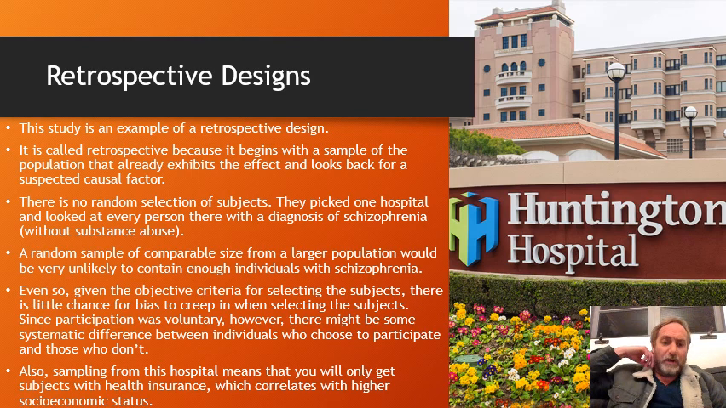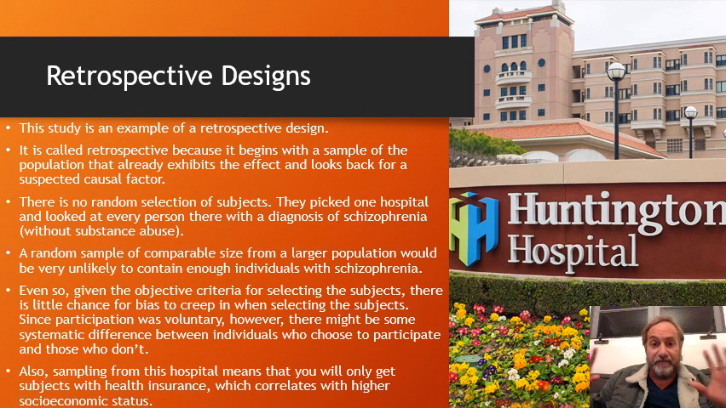So what sort of design was this? What are we looking at here? This is called a retrospective design, right? What's retrospective about it? It starts beginning with a sample of a population that already exhibits the effect, right? Schizophrenia, and it looks back to see who has the causal factor. So there's no random selection of subjects, right? They pick one hospital, they look at every person there with a diagnosis of schizophrenia, and they look back and see if they have these mutations, right? And they compare them to people without schizophrenia, see if there's a difference.